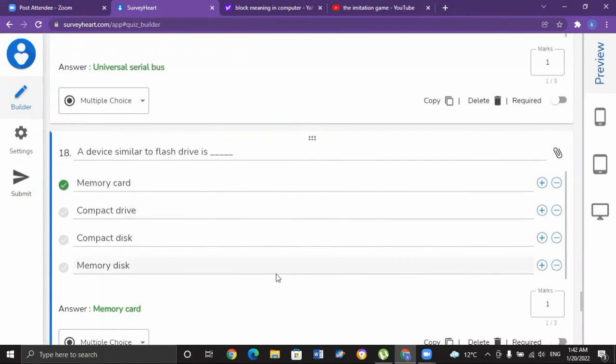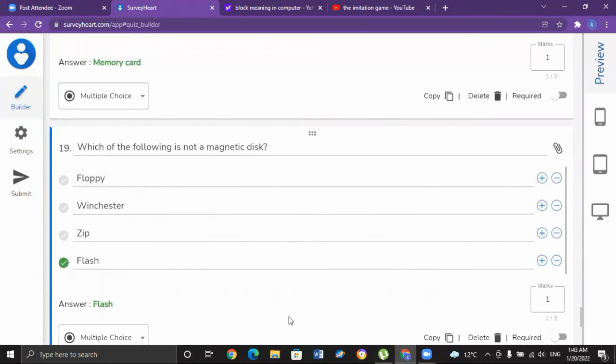A device that is similar to a flash drive is a memory card. Both of these are used for storing data, and both are very handy and easy to handle. They perform the same function, which is to store data for a particular period of time. So the correct option for MCQ 18 is A, memory card.